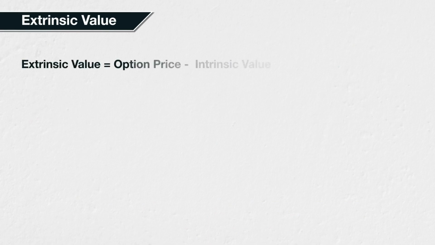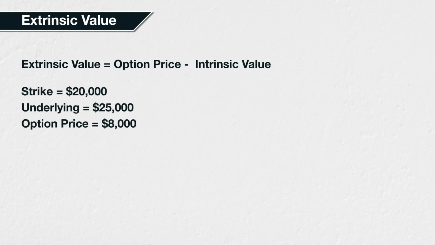If there is still time left before an option expires, it will also have extrinsic value. If we subtract the intrinsic value from the current price of the option, anything that remains is extrinsic value. Let's use the last example where you purchased a $20,000 call option and the price of Bitcoin had increased to $25,000. Let's also assume that the current price for this option is $8,000.